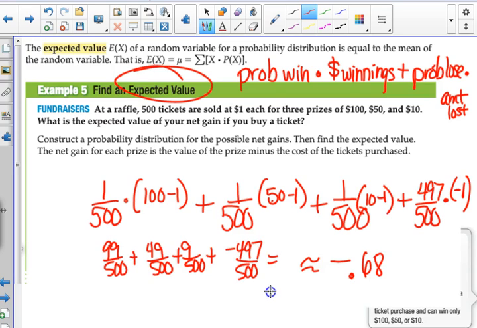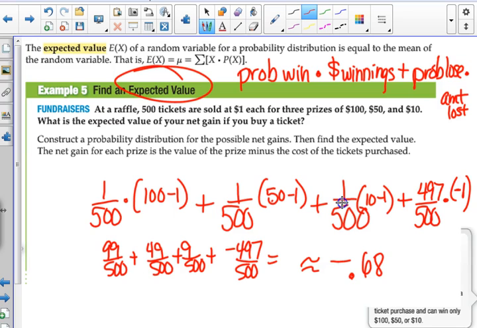Point 68, negative? Yes. Okay. Now, can you actually lose exactly 68 cents? No. But if you averaged out your winnings and losses, if you played it a zillion times, you would average a loss of 68 cents. Okay?